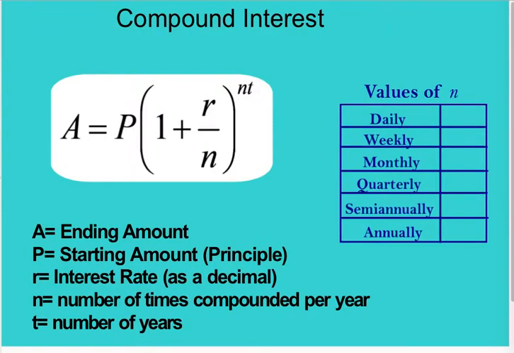Compound interest. A is your ending amount, P is your starting amount, what's called the principal, R is your interest rate, N is the number of times compounded per year. So you want to pay special attention to that. T is your number of years. When you're looking at how many times compounded per year, if you go daily, that's 365, weekly 52, monthly 12, quarterly 4, semi-annually 2, and annually is just 1. So A equals P times (1 plus R over N) raised to the N times T.